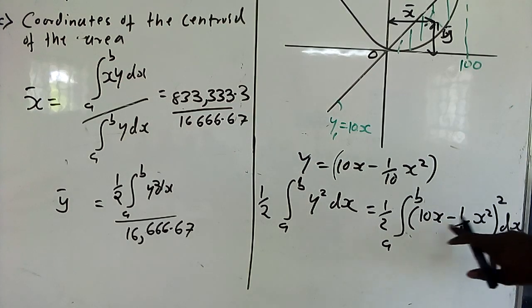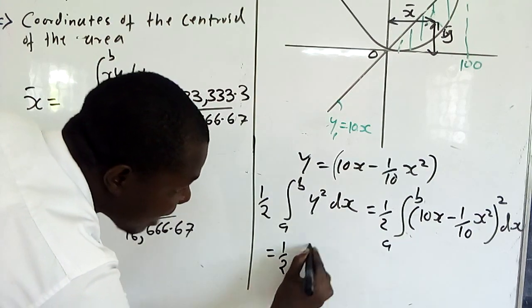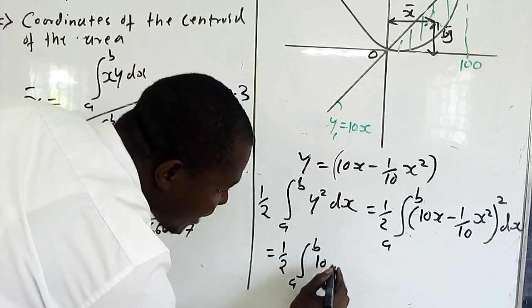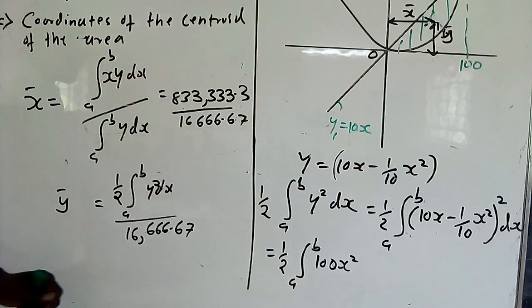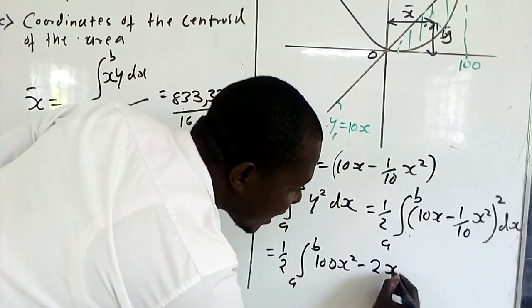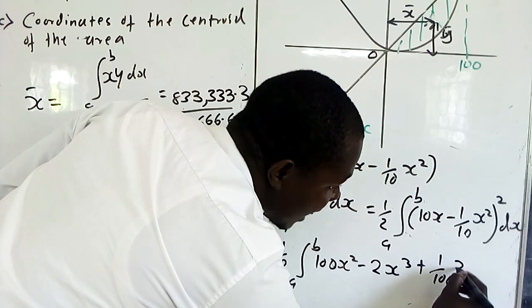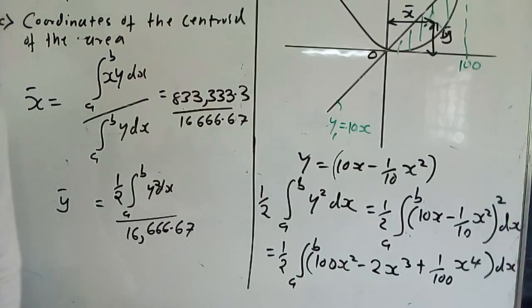Can you expand that bracket? If you expand that bracket, we are going to get a half, then we are integrating from a to b. 10x times 10x, you get 100x squared, isn't it? Then 10x times negative 1 over 10x squared. See, 10 goes with 10, remain with x cubed, minus x cubed. Then minus x cubed again, you get minus 2x cubed. Then plus 1 over 100x raised to power 4. That is a quadratic identity. You know how to deal with it, isn't it?